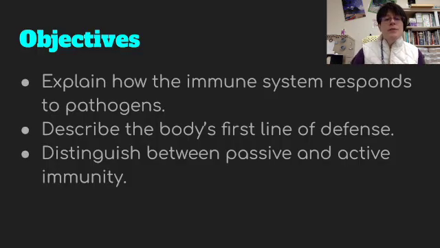So our objectives today were to explain how the immune system responds to pathogens, describe the body's first line of defense, and distinguish between passive and active immunity. So don't forget your 5 questions in your notes and keep watching this video to answer the questions at the end.